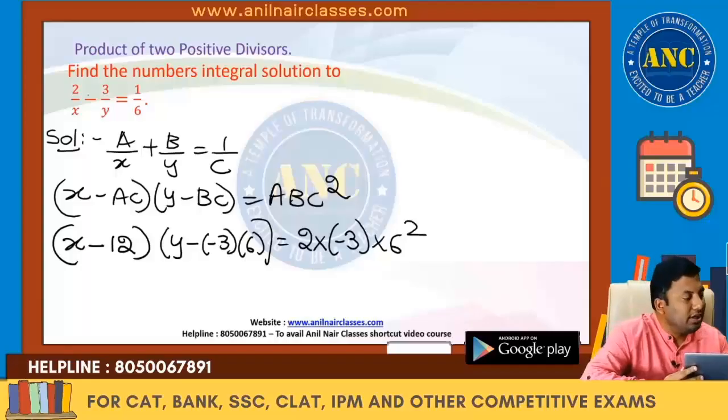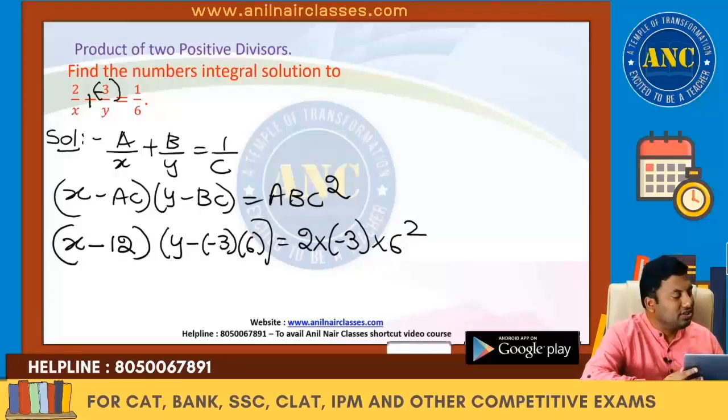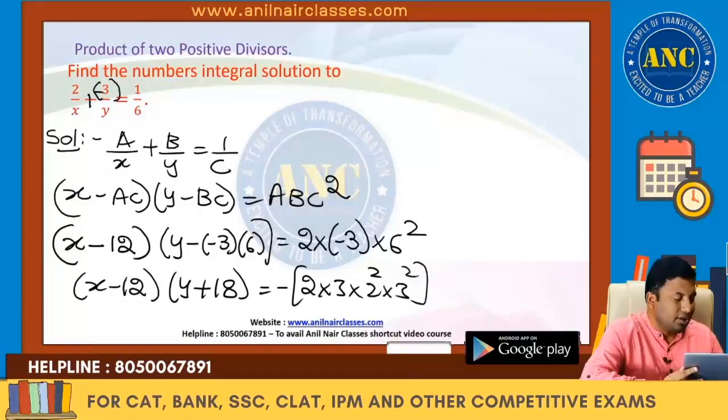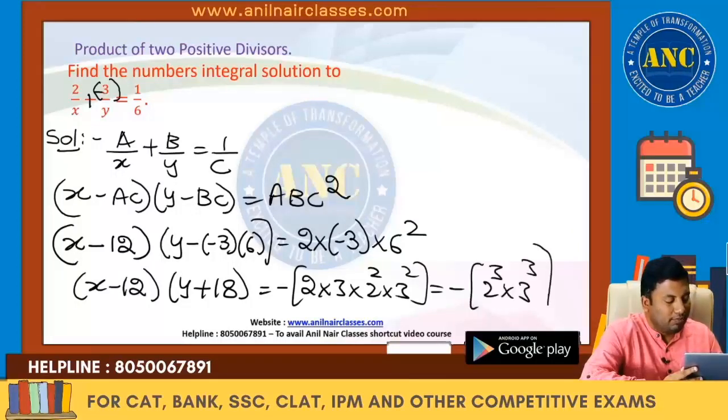So this can be written as a plus of minus 3, so b value is minus 3. So this is nothing but (x minus 12) into (y plus 18) equivalent to minus of 2 into 3 into 2 square into 3 square. This is nothing but minus of 2 cube into 3 cube.